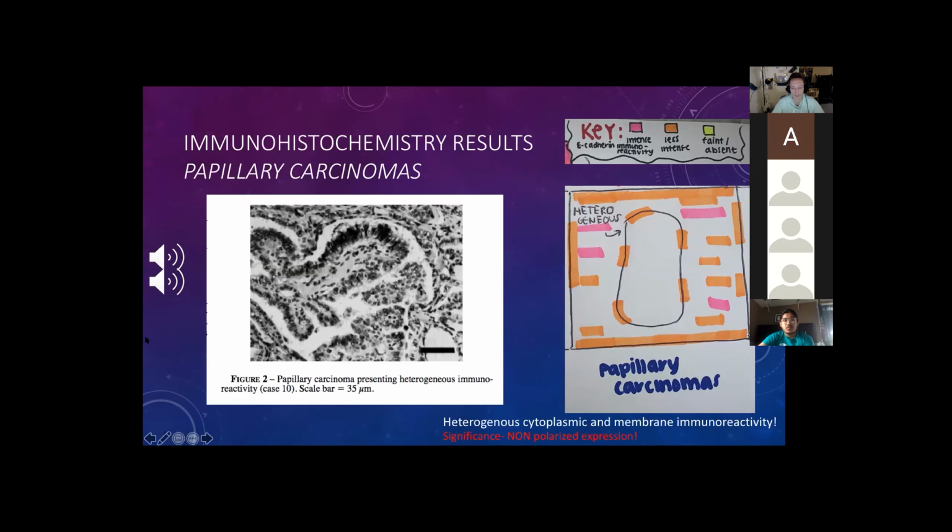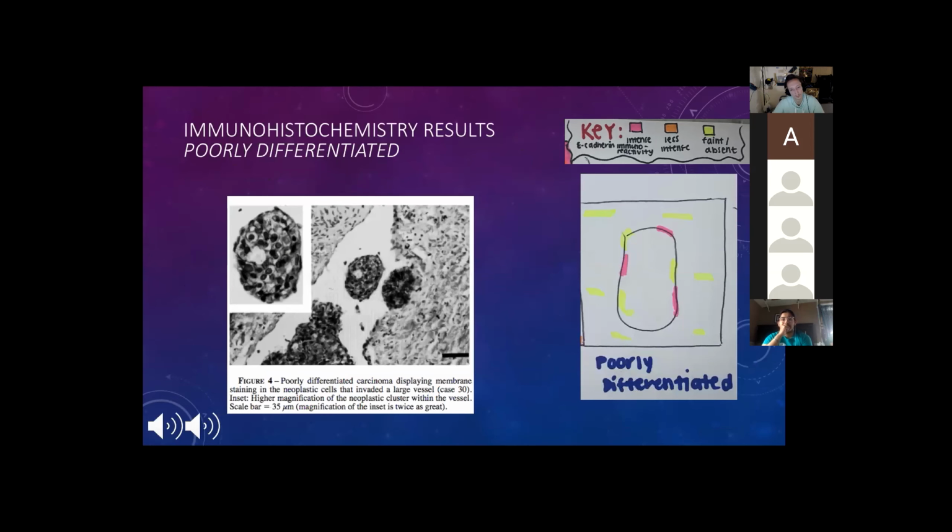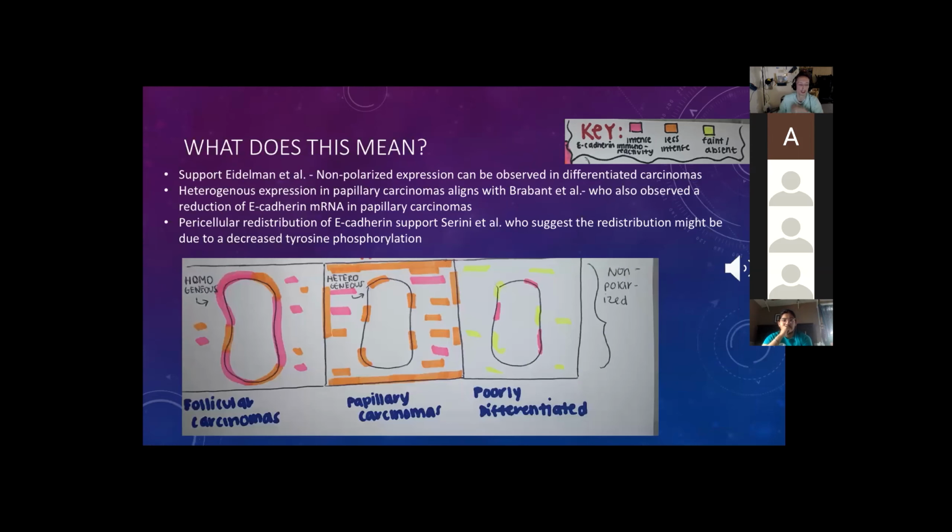The significance of this carcinoma was that it was also non-polarized in its expression of cadherin throughout the cell. For the poorly differentiated carcinomas, the scattered pink and yellow show some areas had strong membrane immunoreactivity, while less differentiated areas had faint immunoreactivity. Again, the main point is that cadherin's expression was non-polarized. So what does this mean?